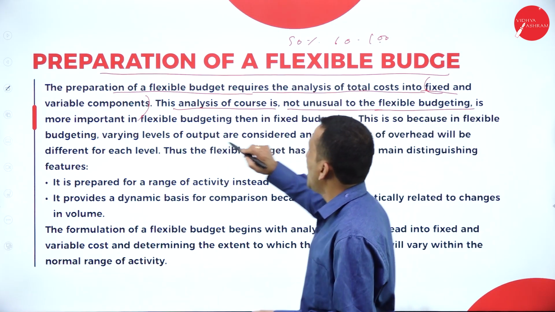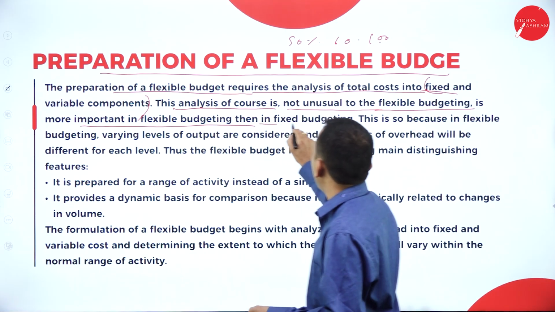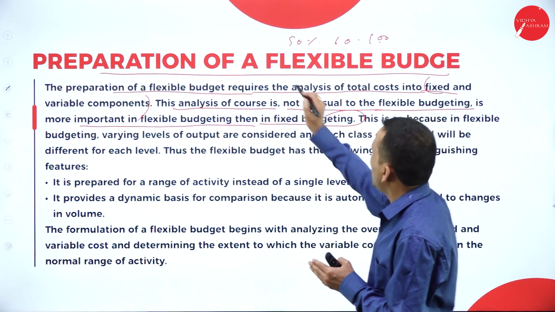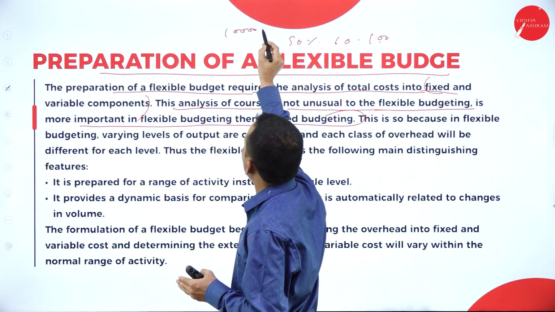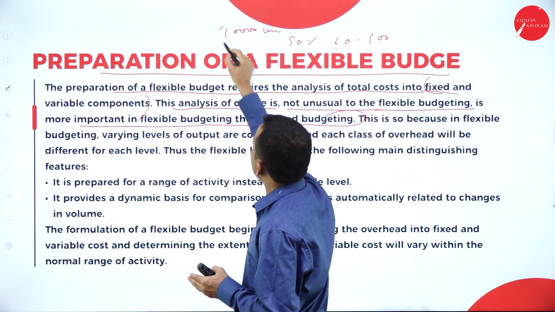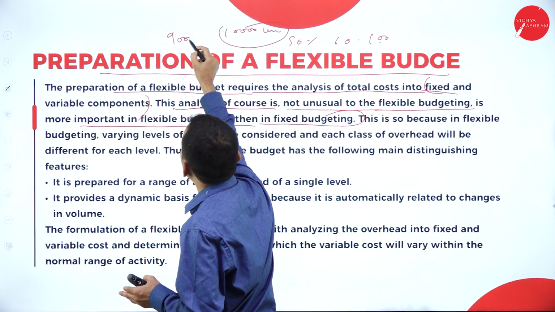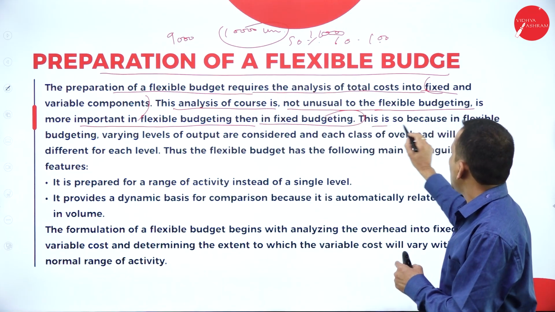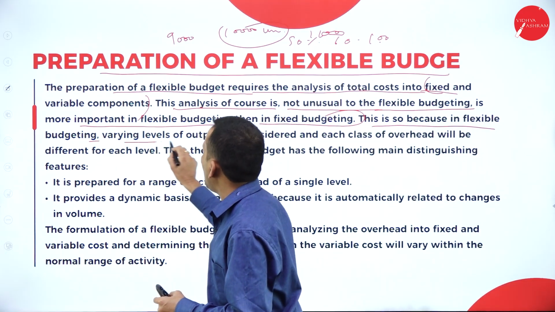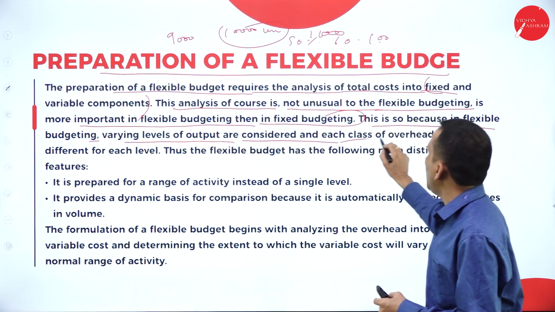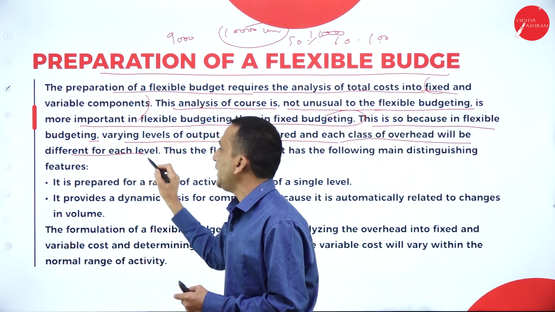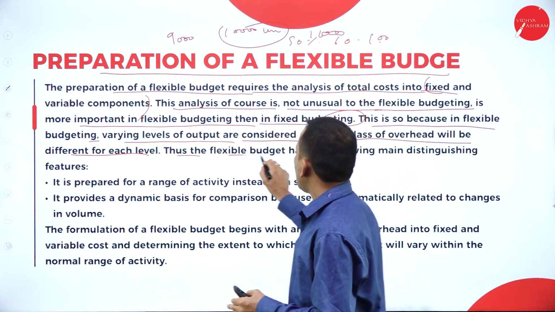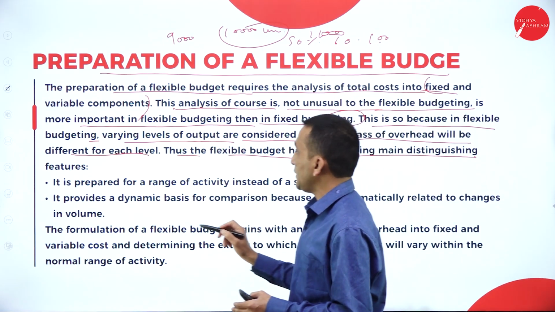The flexible budget is more important than fixed budgeting. A fixed budget means only one standard. For example, management decides to produce only 10,000 units, which is fixed. If it is 9,000 or 11,000, that comes under flexible. This is so because in the flexible budget varying levels of output are considered, and each class of overheads will be different for each level. So we can easily get to know the difference here. Thus the flexible budget has the following main distinguishing features.